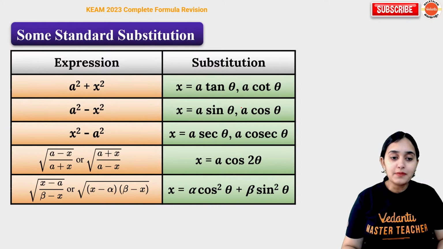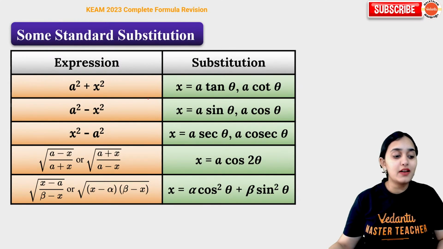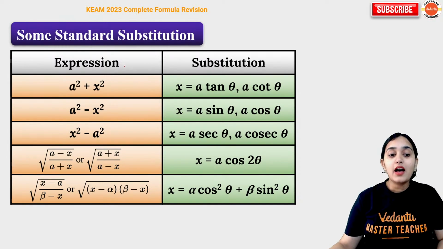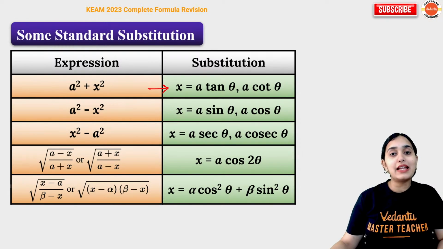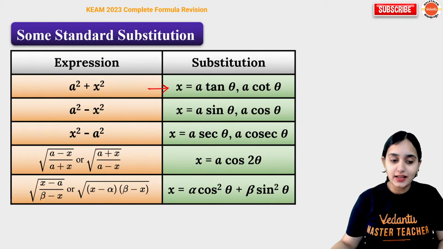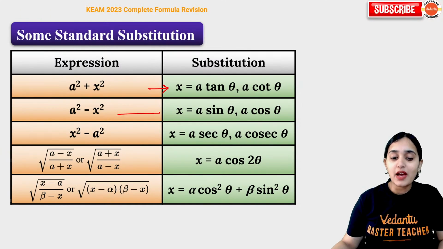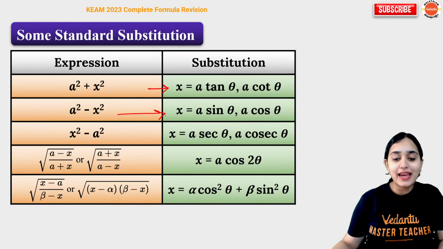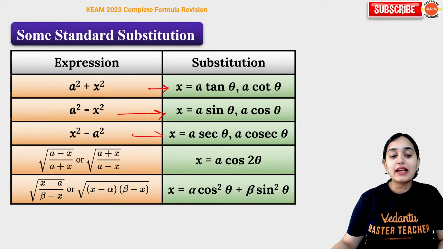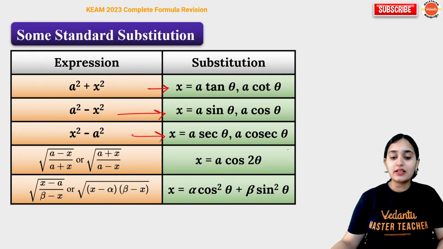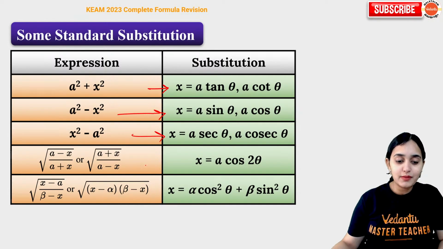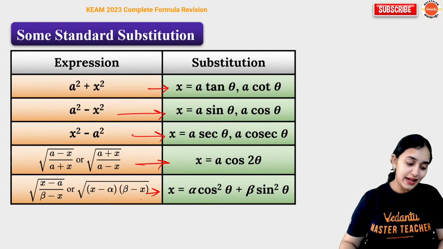Next, some standard substitutions which we generally use to solve questions: if we have expressions like a square plus x square, put x equal to a tan theta or a cot theta. It will simplify your answer. If it is a square minus x square, put x equal to a sin theta or a cos theta. If it is x square minus a square, then put a sec theta or a cosec theta. And similarly for root over values.